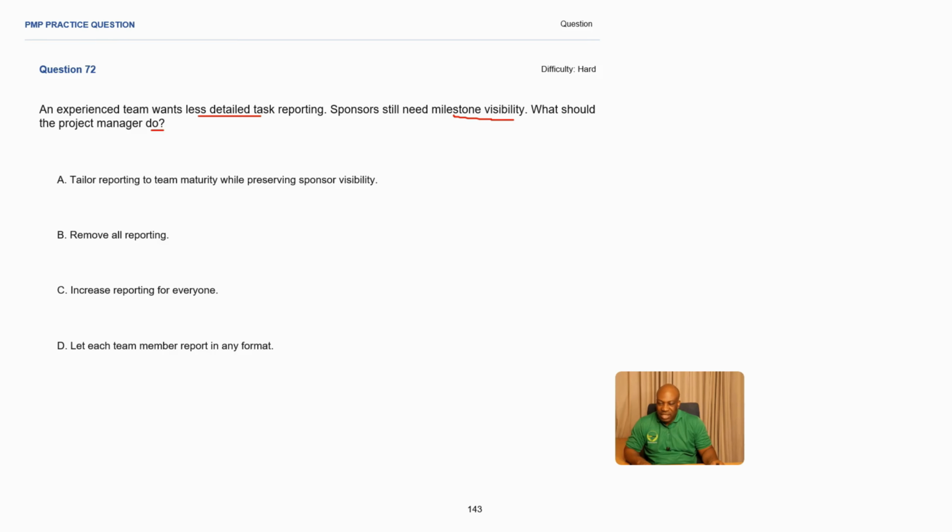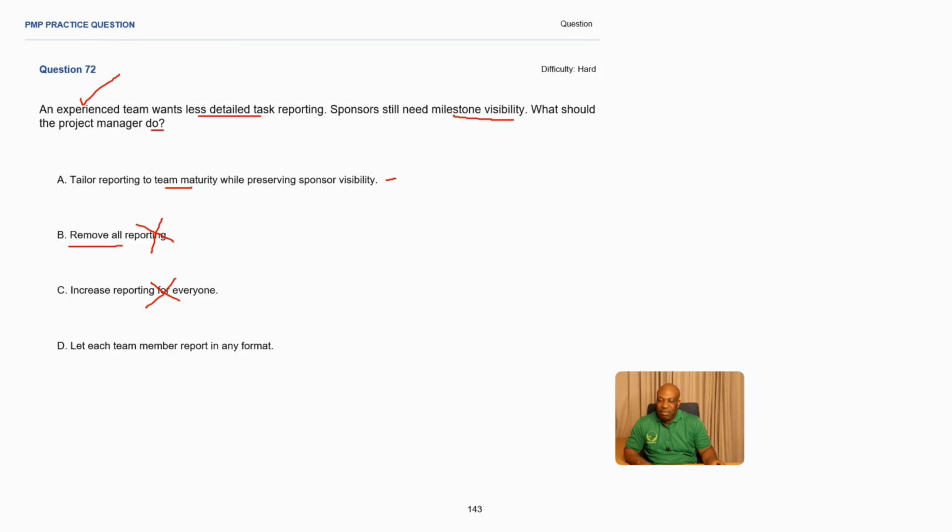Let us go through the answers now. A, tailor reporting to team maturity while preserving sponsor visibility. I like this one, team maturity, because they said they're experienced. B, remove all reporting. You don't remove reporting. Reporting is very important in every project environment. C, increase reporting for everyone. You don't increase reporting. You need to tailor reporting, making this one incorrect.